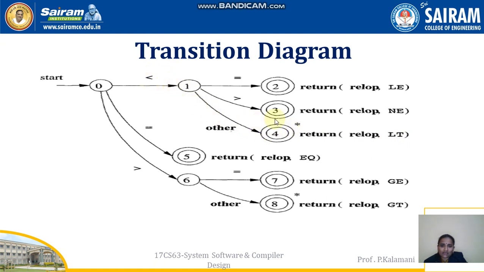Again backtracking, that is represented with star. Then next is equal to, it is an equal to operation, it will return the value equal to. And then greater than or equal to, this is another token it will return, and then greater than also, after recognizing and going one step back, it will return the value greater than.